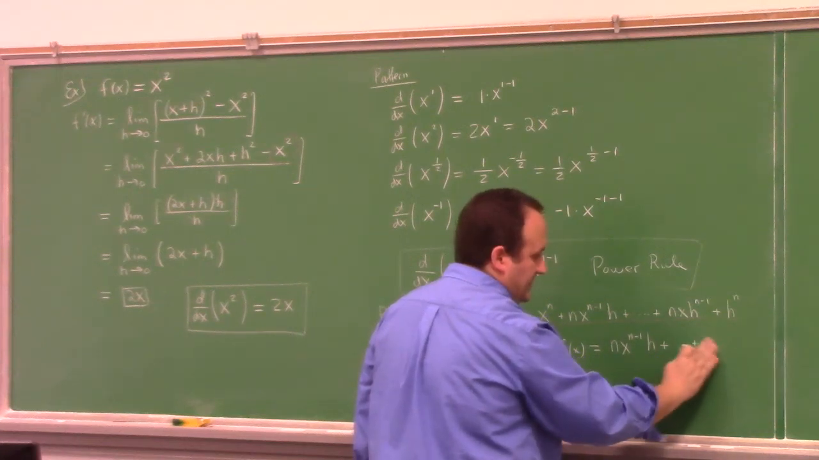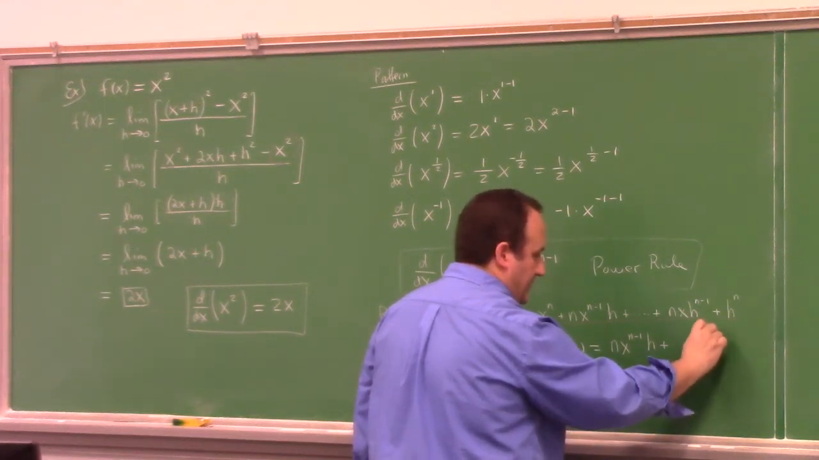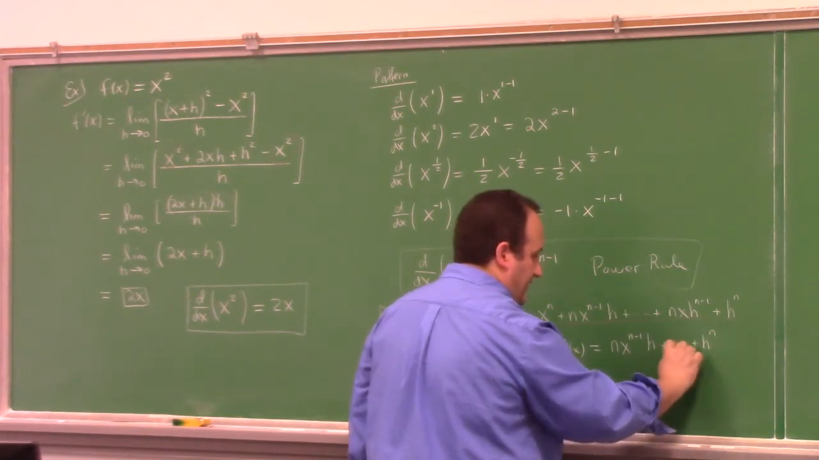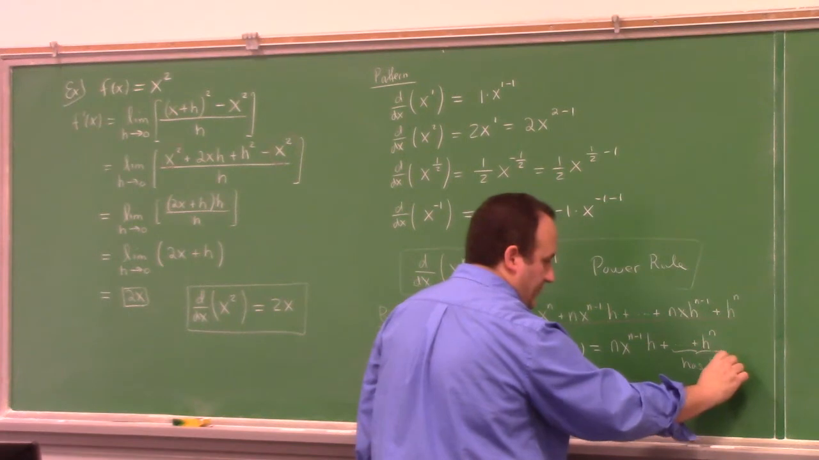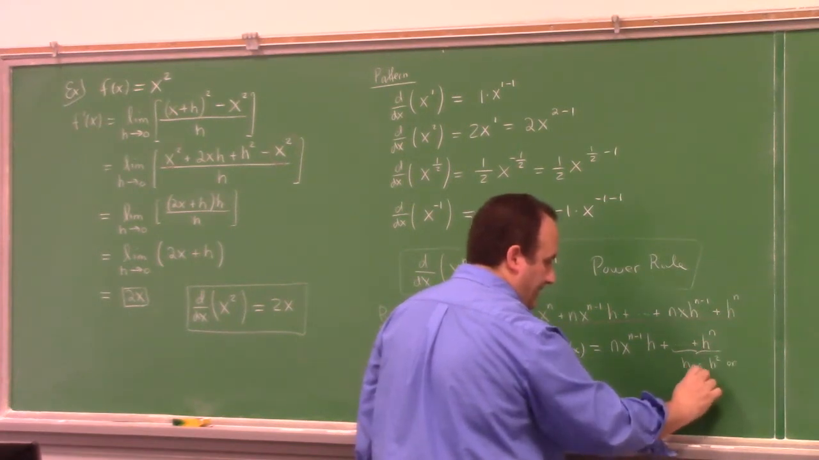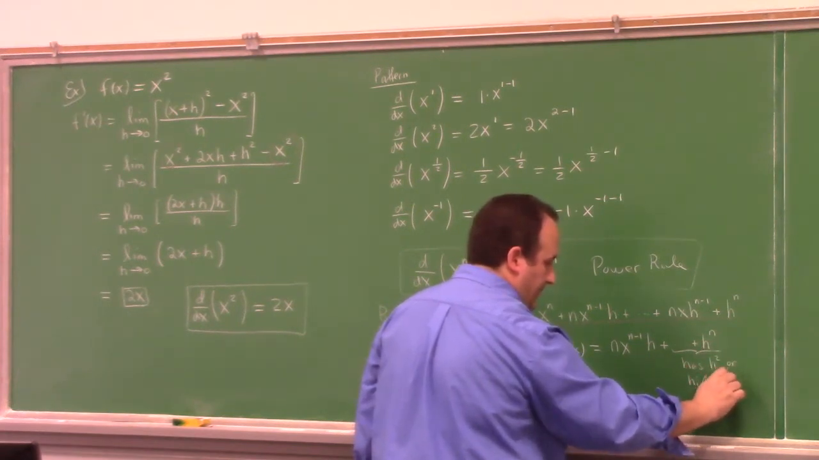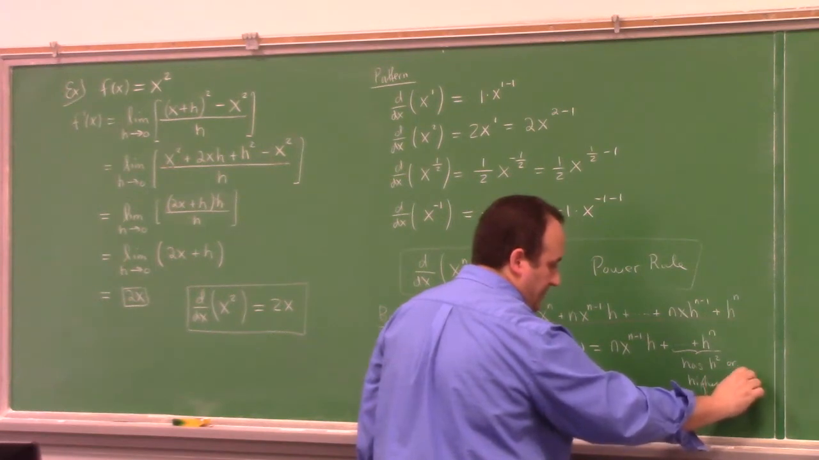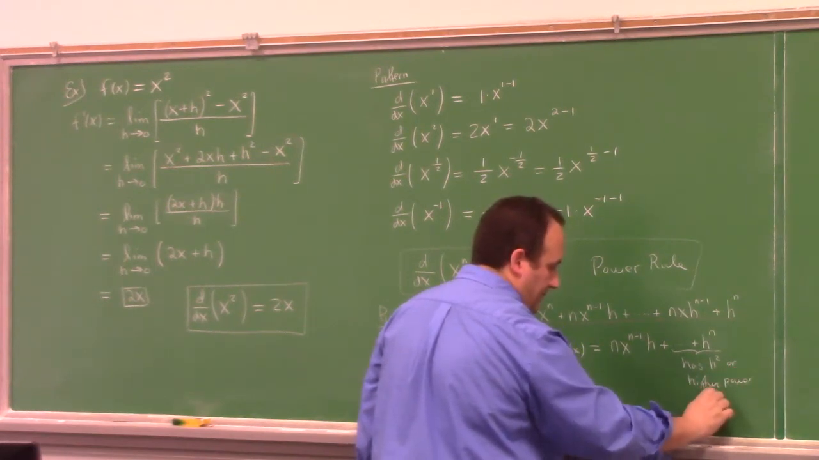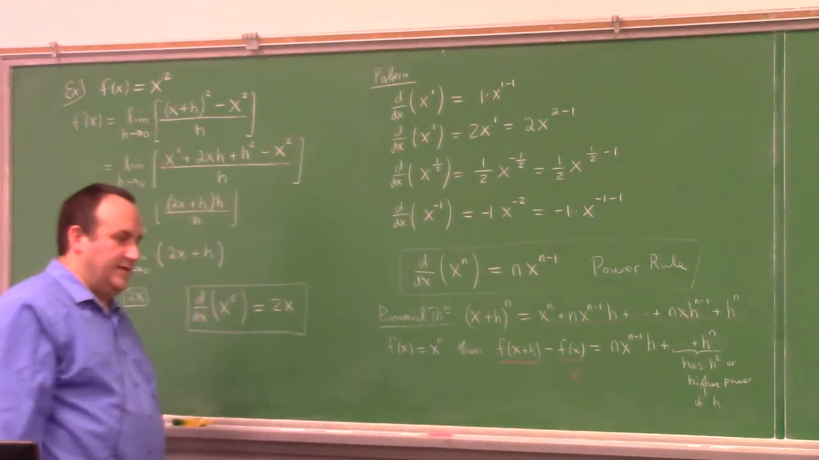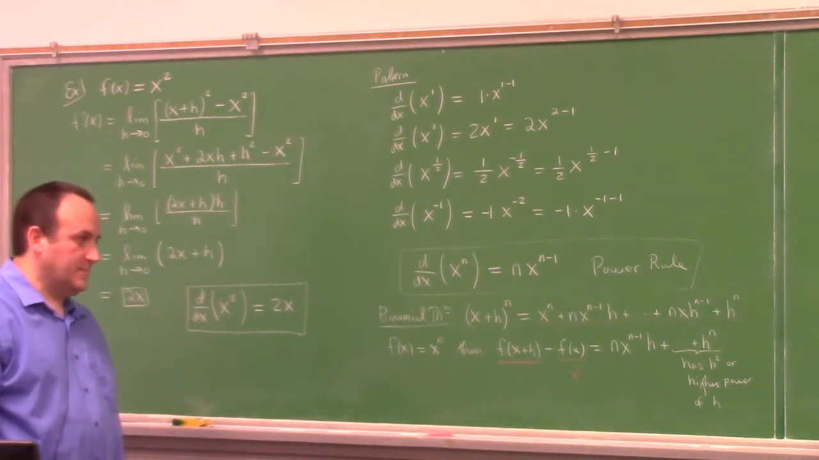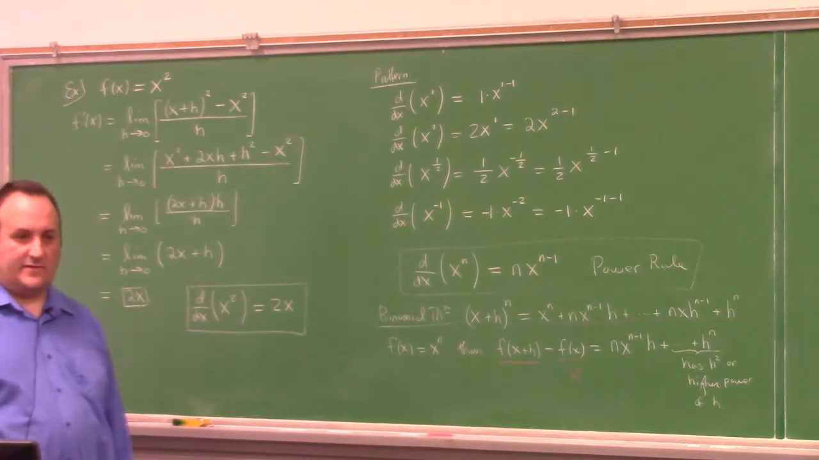Well, let's just say plus dot dot dot plus h to the n. The larger point here is that everything in here has h squared or higher power of h on it. And so when you calculate the difference quotient there, the only thing that survives is that initial n times x to the n minus 1 term.